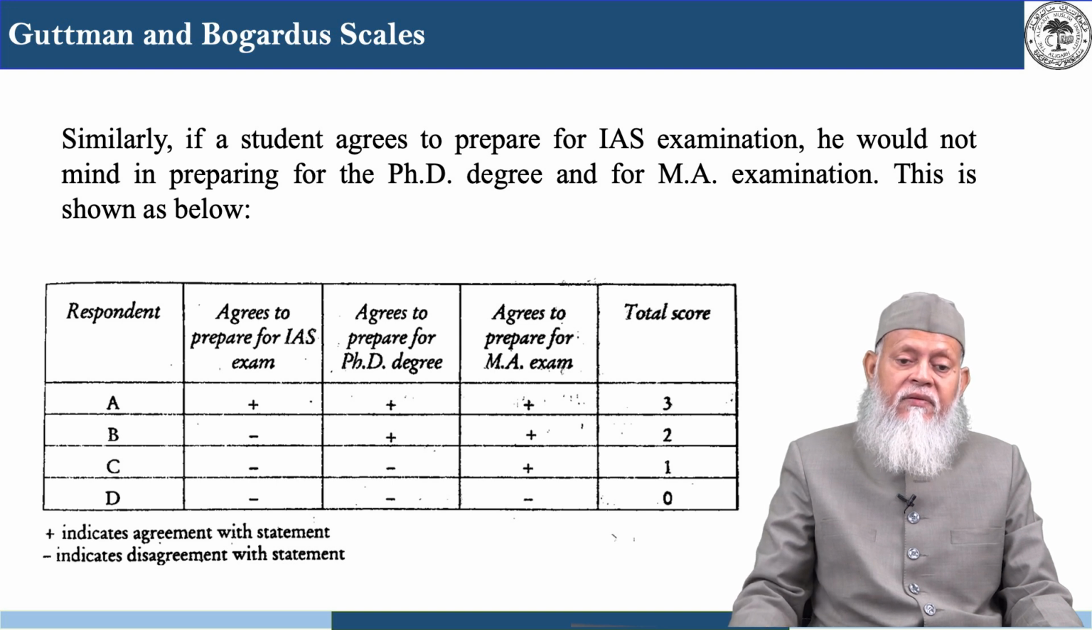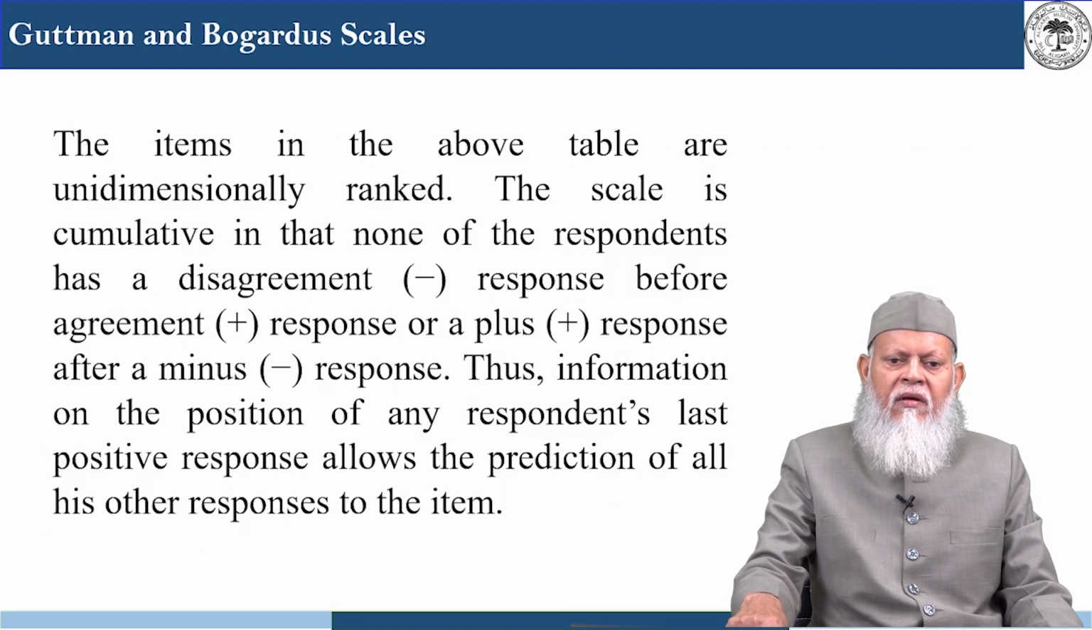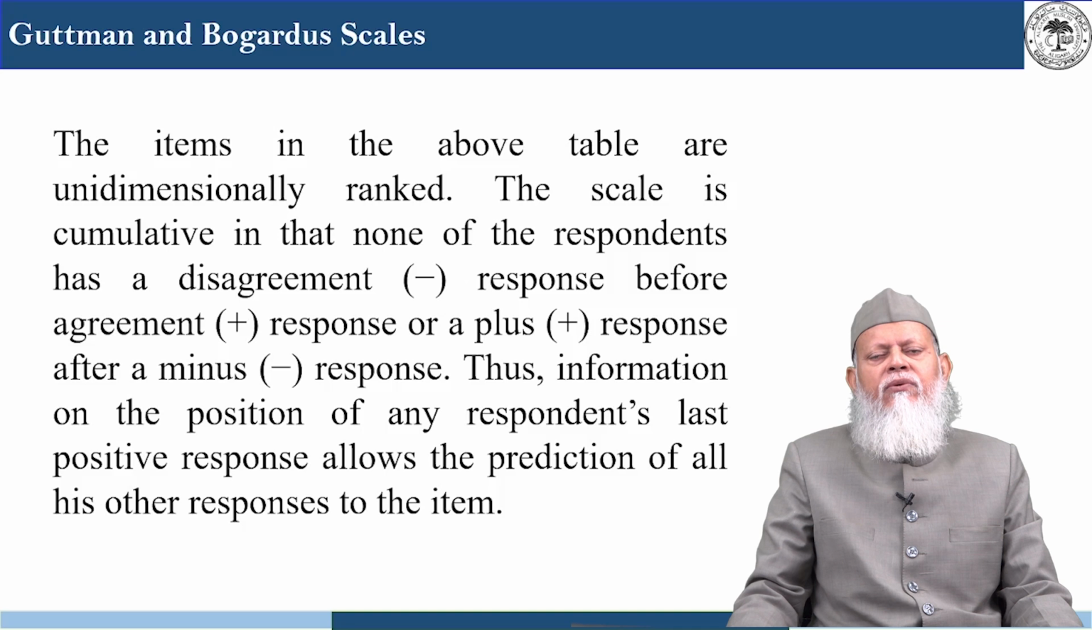Negative indicates disagreement with the statement, whereas positive indicates agreement with the statement. The items in the above table are unidimensionally ranked. The scale is cumulative in that none of the respondents has a disagreement response before an agreement response or a plus response after a minus response.